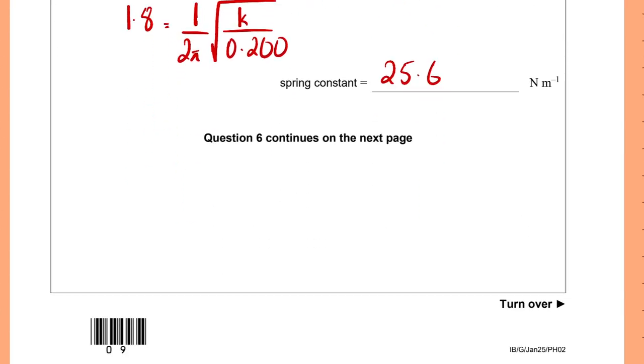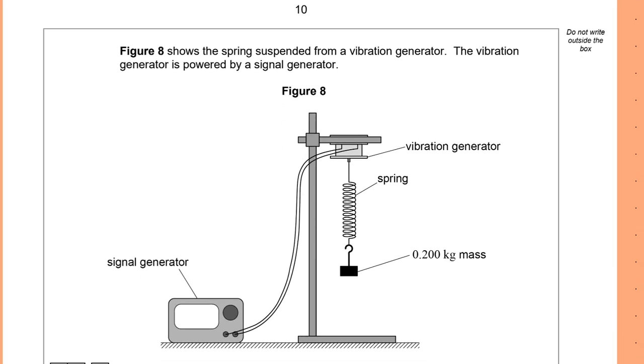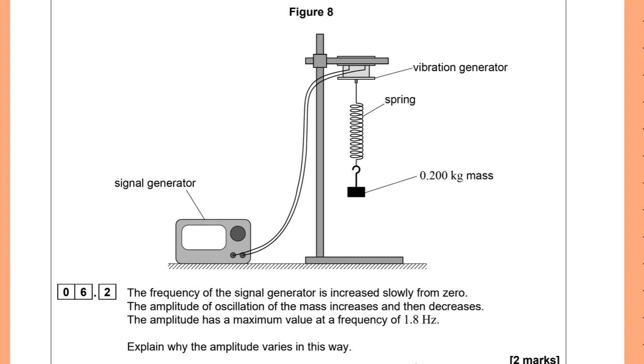Next, figure 8 shows the spring suspended from a vibration generator. The vibration generator is powered by a signal generator. The frequency of the signal generator is slowly increased from 0. The amplitude of oscillation increases and then decreases, and it has a max value at 1.8 hertz. This is basically telling you about resonance, right?